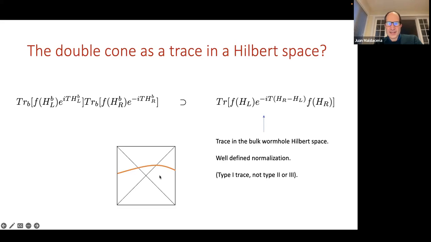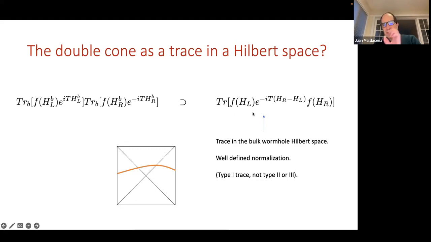So we have the Lorentzian two-sided wormhole. There is a vacuum state, which is the Hartle-Hawking state. And then we can act with operators. We can generate many other states. That gives us a Hilbert space. And then we can take the trace in that Hilbert space. So this is the trace in that bulk wormhole Hilbert space. That will be our first attempt. We'll try to compute this trace.